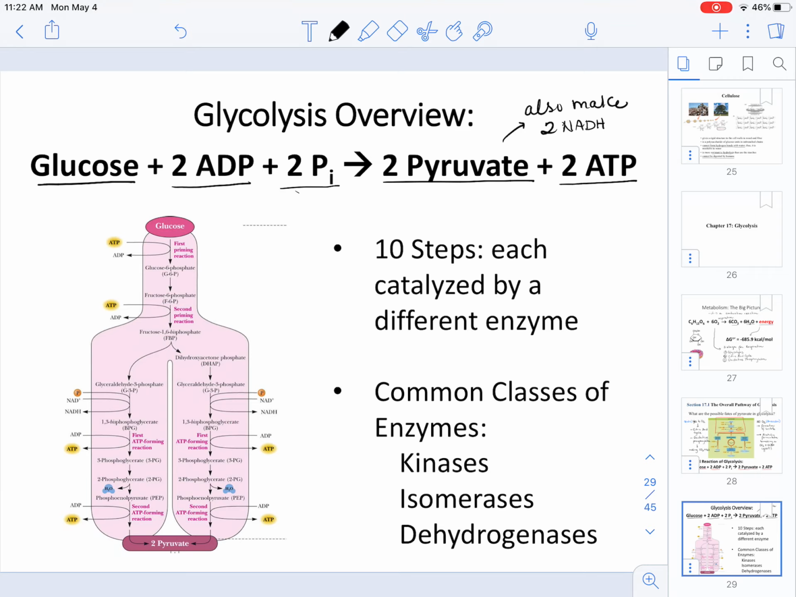Overall, the process of glycolysis requires 10 steps, and they are each catalyzed by a different enzyme. Understand that the most common enzymes that we are going to be looking at in these 10 steps are going to include kinases, isomerases, and dehydrogenases. For this section of the chapter, you guys need to be familiar with structure, the name of the enzymes, coenzymes that are utilized, and the products of the reactions.